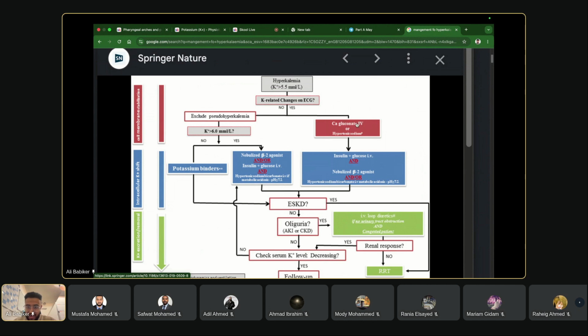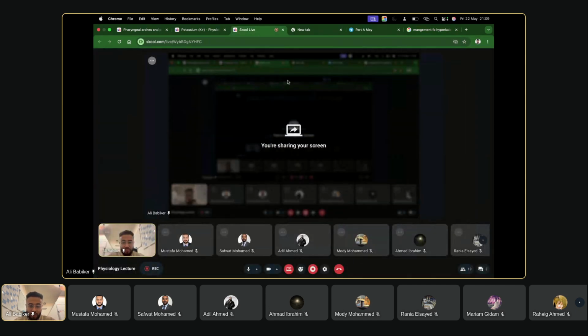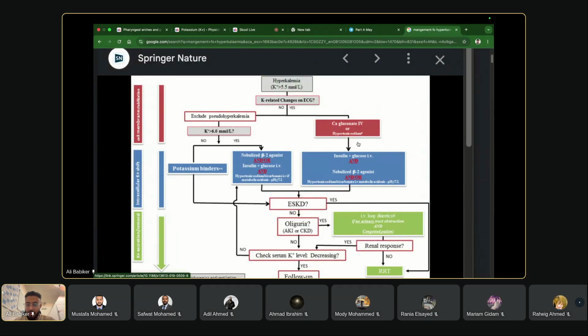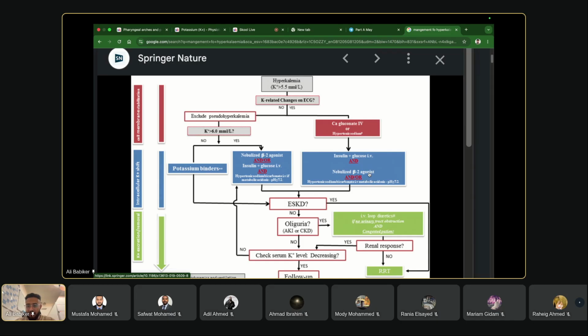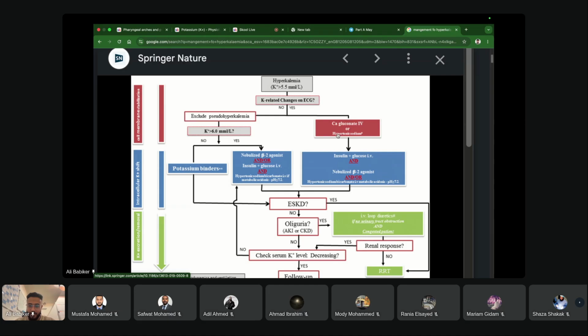After you give the calcium gluconate IV, why is it important? Because you are protecting the heart. Very important. Then you give insulin plus glucose. Why? Because insulin takes the potassium from outside the cell and shoves it inside the cell. And you can also add a B2 agonist. However, in the recent guideline, this became controversial. We don't need to worry about this one. Just think about calcium gluconate and then insulin plus glucose IV. Usually, your answer for the exam will be calcium gluconate. All right.